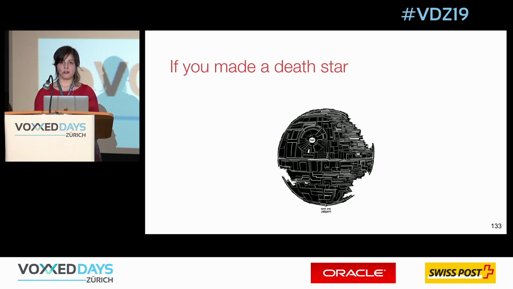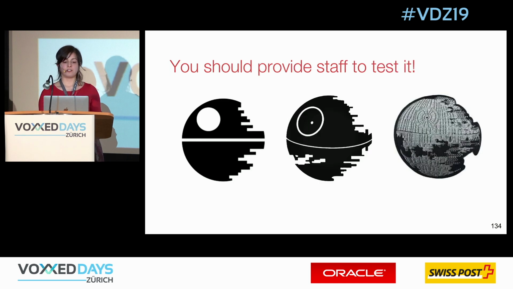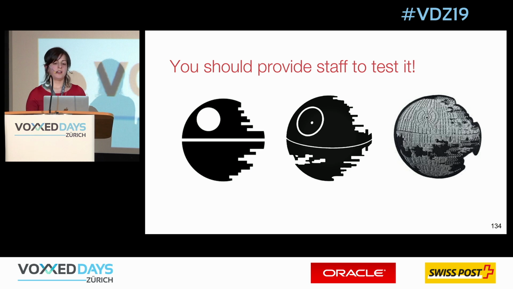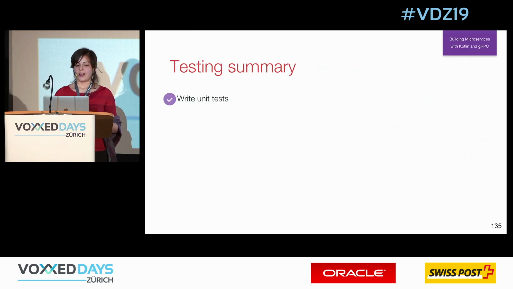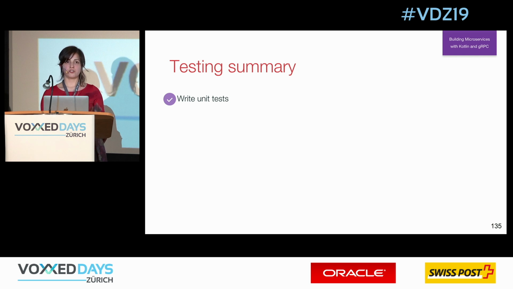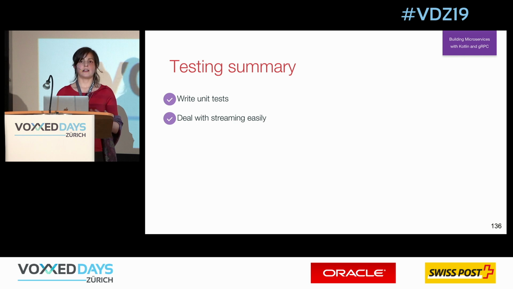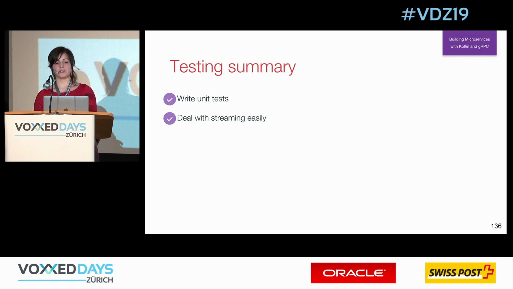If you're writing a Death Star, I mean that service, Death Star, you need to provide all the stuff to test it. For example, some mock stuff, some additional methods, some mocked methods, and it's on your side to help other people to integrate with you and to test their integration with your service. So if you're writing a Death Star, you should be responsible for how to test it. And let's summarize. First of all, you should write unit tests. Then we can deal with streaming easily because, as I told you, you do the same testing as you did before, and no overhead in gRPC.